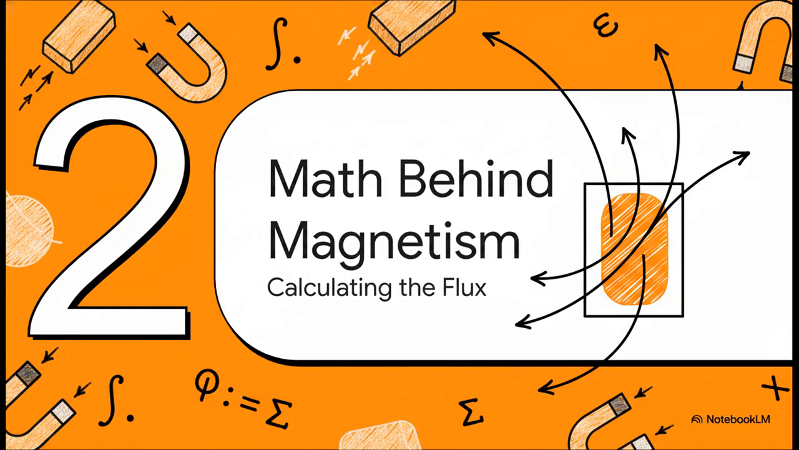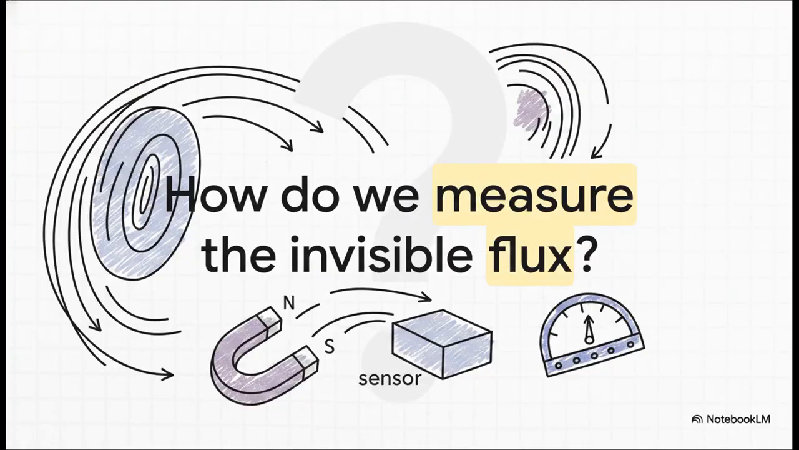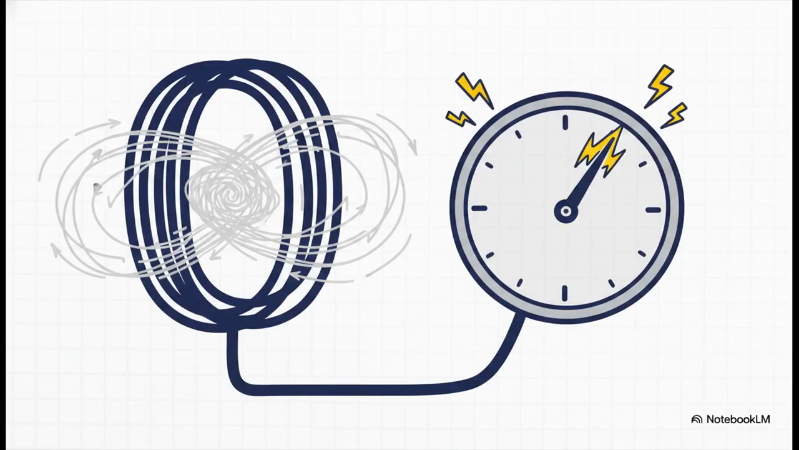Moving right along to Section 2, the math behind magnetism and calculating that flux. So here's a really interesting challenge. How do we actually measure something completely invisible? We know the flux is there, but how do scientists and engineers put a precise number on it in the real world? The answer is a brilliant little device called a flux meter.